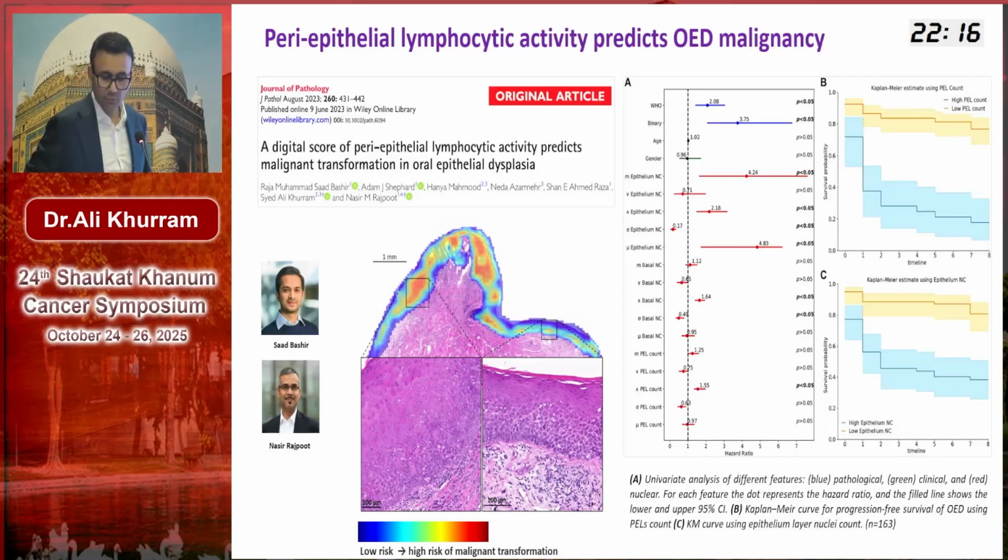So that means although we look at a lot of epithelial features, we don't tend to usually consider the immune infiltrate in the dysplasia diagnosis, but it looks like it may have a role to play.